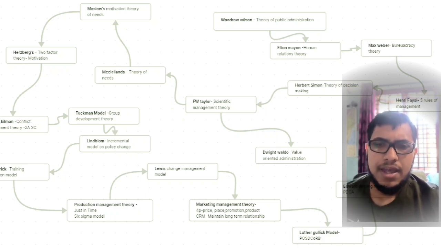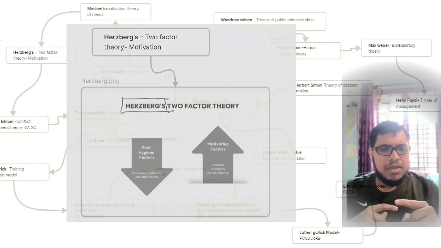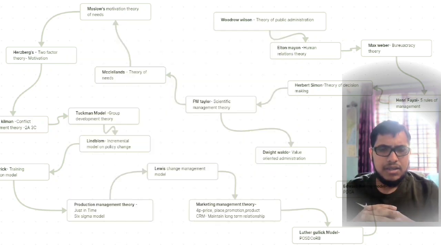Let's move on to the next theory, that is Herzberg's 2-factor theory. First factor is hygiene factor, that is pay and then benefit. Benefit is health benefit and then pension benefit. And the second factor is motivation, that is achievement and then job satisfaction.